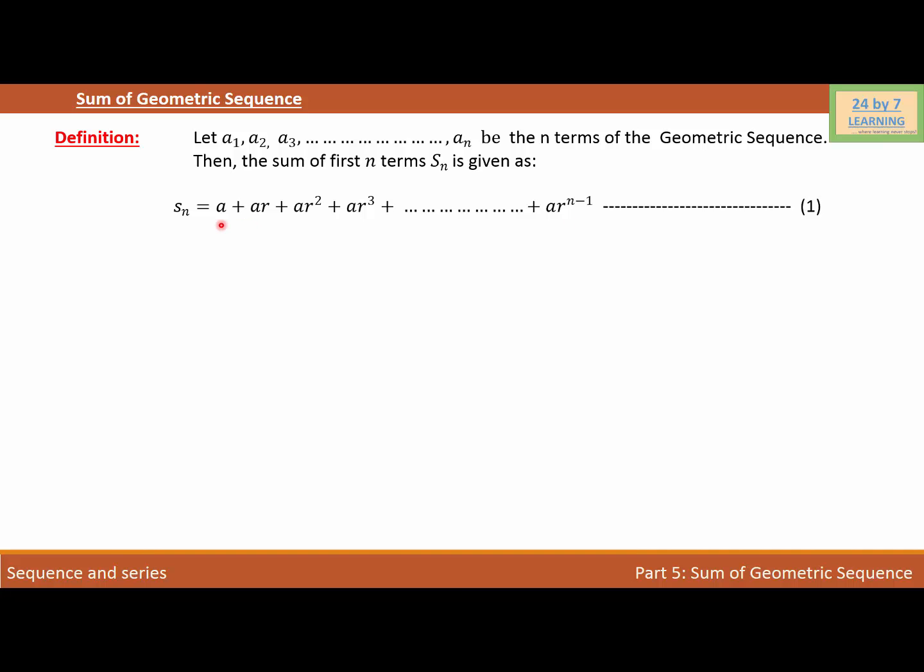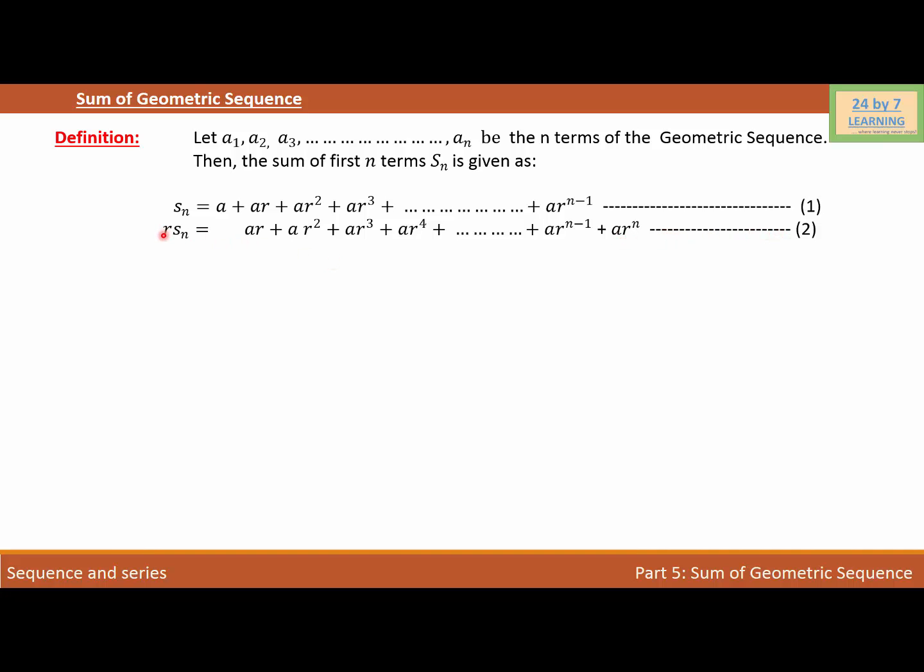What I'm going to do is multiply this equation by r, and if I do that, I will write r times Sn, which is r Sn, is equal to r times a, which is ar, r times ar is ar square, r times ar square is ar cube. In the same way, our second last term is ar to the power n minus 1, and our last term is ar to the power n, and this is my equation 2.